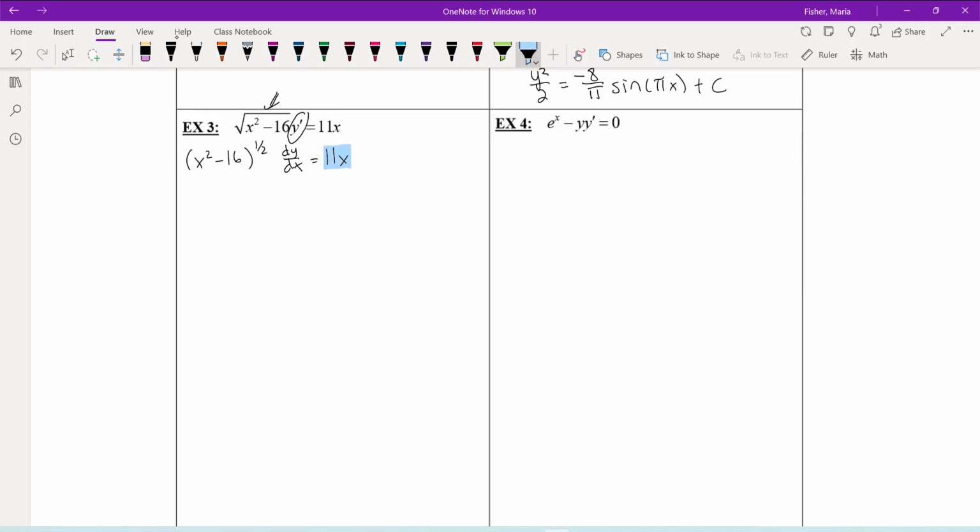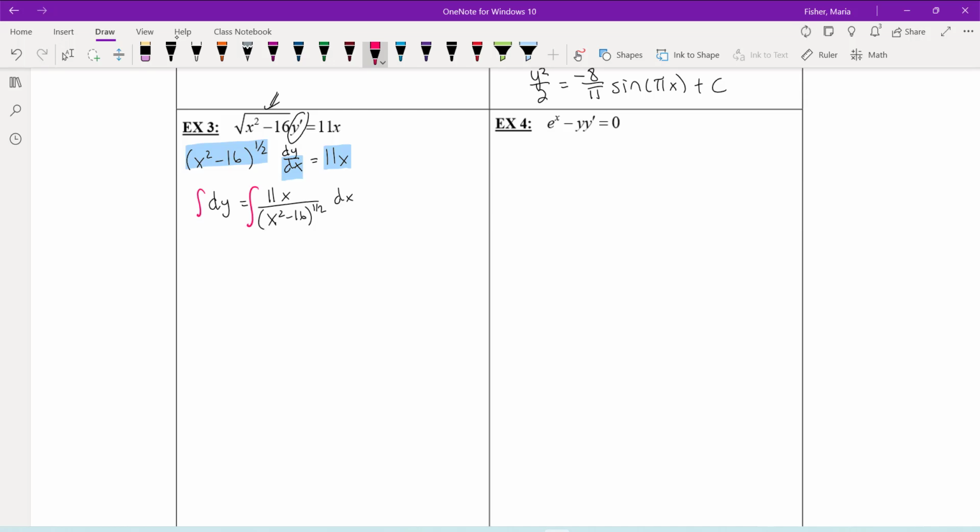Now we need to get all of our x's on the same side of the equal sign, so I have to multiply by the dx and divide by (x squared minus 16) to the 1/2. All that's left on the left is dy, and that's going to equal 11x over (x squared minus 16) raised to the 1/2 times dx. Now we're going to integrate both sides.